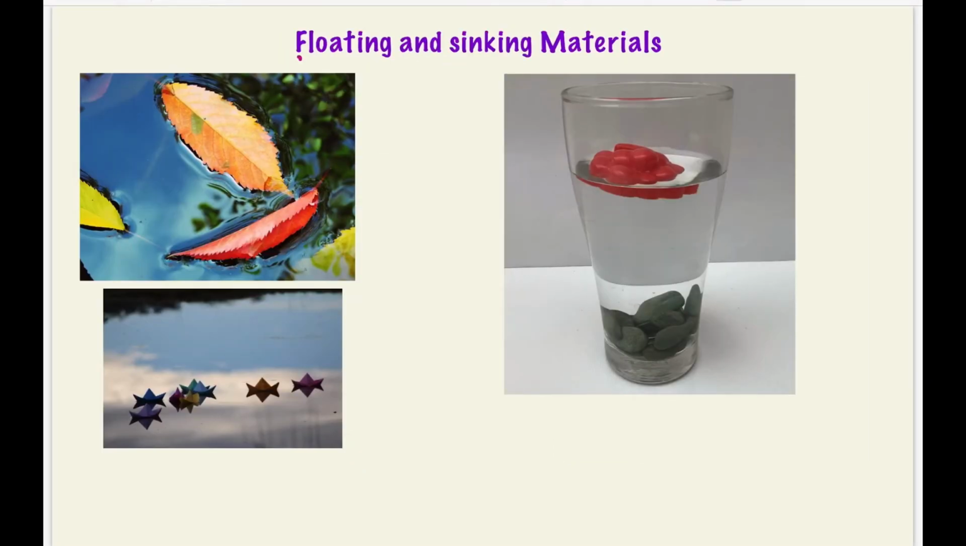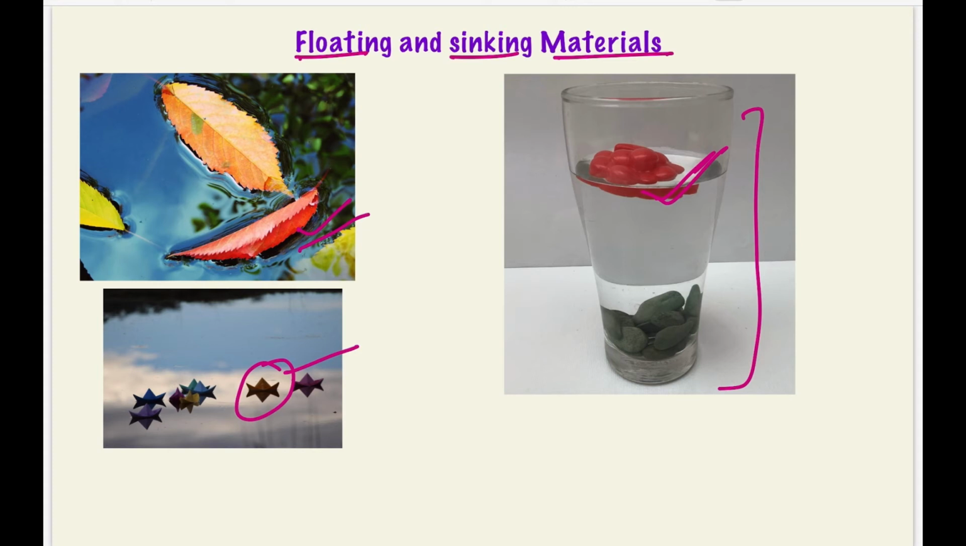Next property is floating and sinking material. Now sometimes when it rains, we make paper boats and make them float on water. So it floats because paper is lightweight and paper floats on water. Likewise, if you have noticed, some dry leaves also float on water. In this class you can see that this is a plastic toy.